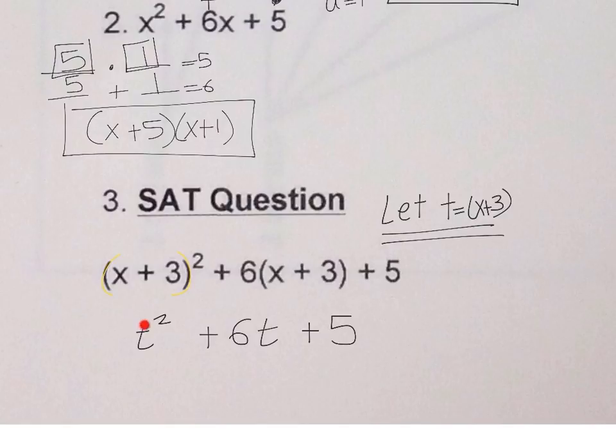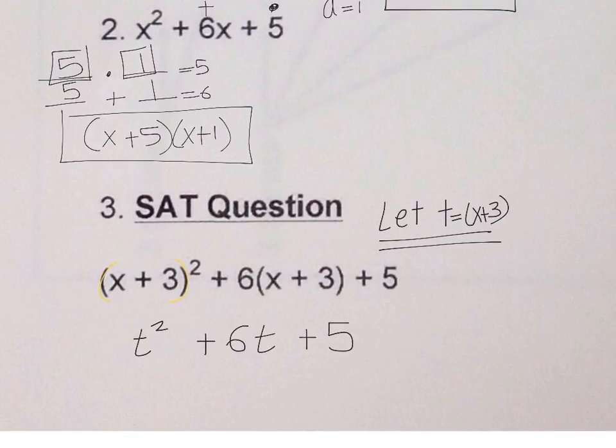X squared, 6x, 6t, 5. So I wanted those 2 problems to be similar so you can see the bigger idea. So when they give you something like that and you see that the first factor is being squared and the second term has the same factor, you can just replace it by whatever letter that you want and change it into something that you are familiar with.